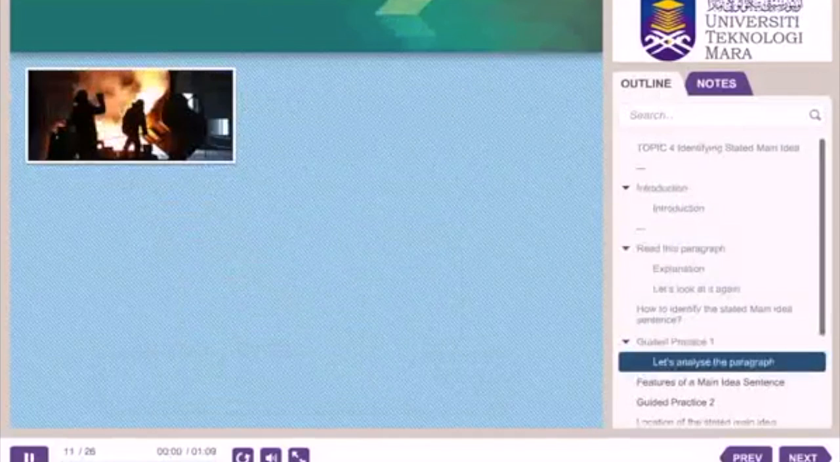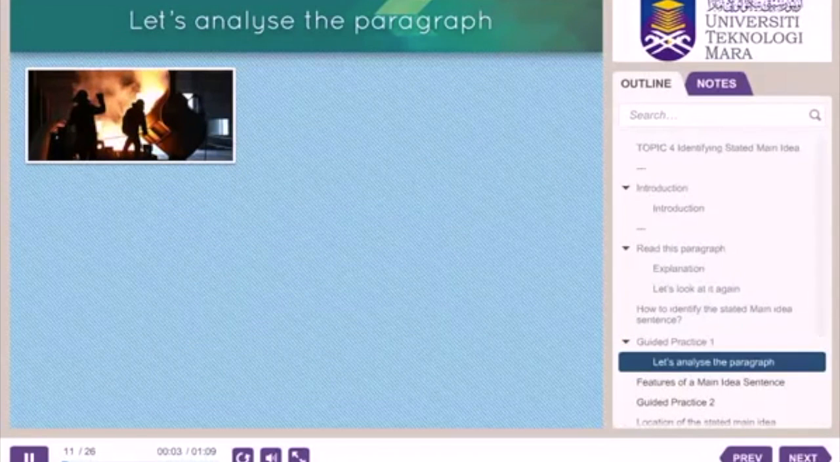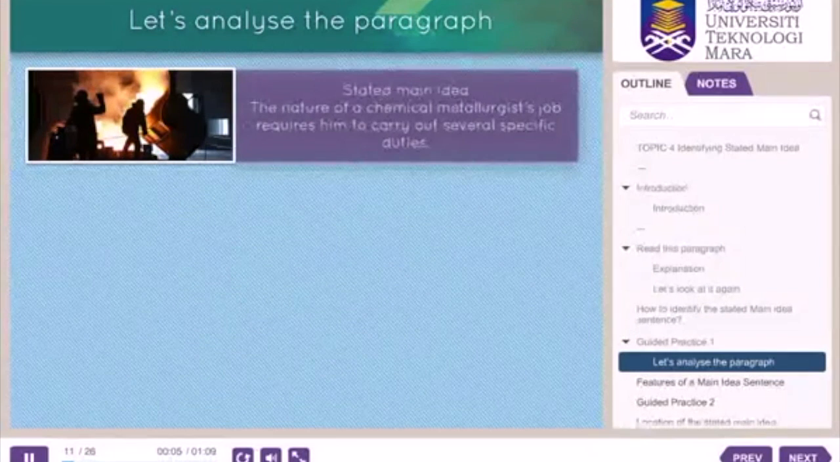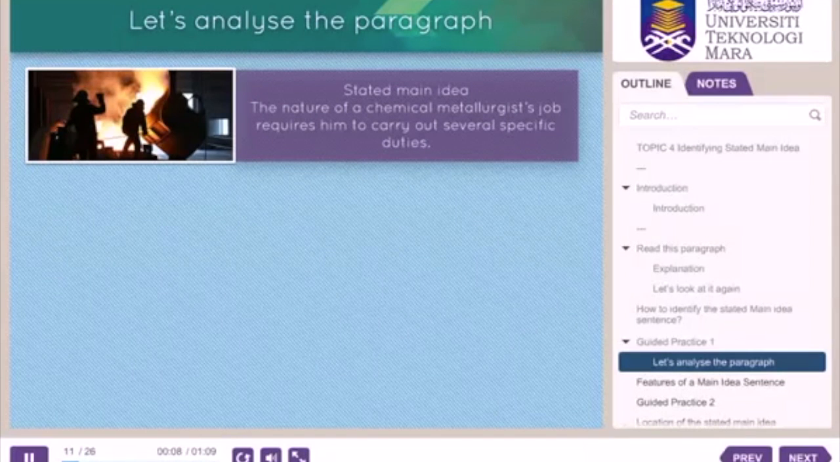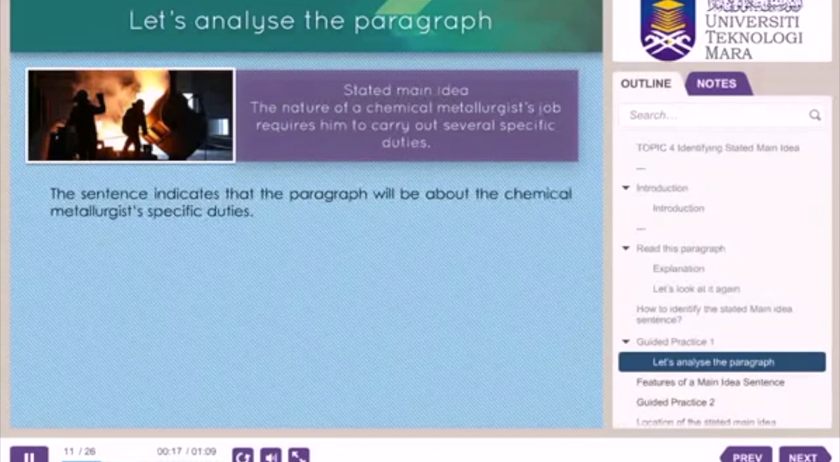Let's analyze the paragraph. As you can see, the stated main idea sentence is the most general sentence in the paragraph, which condenses all the details of the paragraph. In this paragraph, the sentence which condenses all the details of the paragraph is the first sentence. It indicates that the paragraph would be about the specific duties. The rest of the sentences indicate the duties.